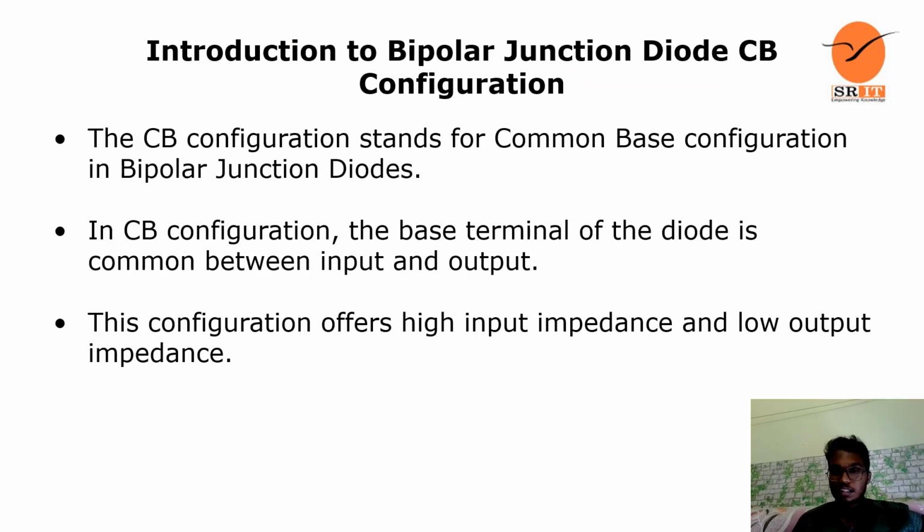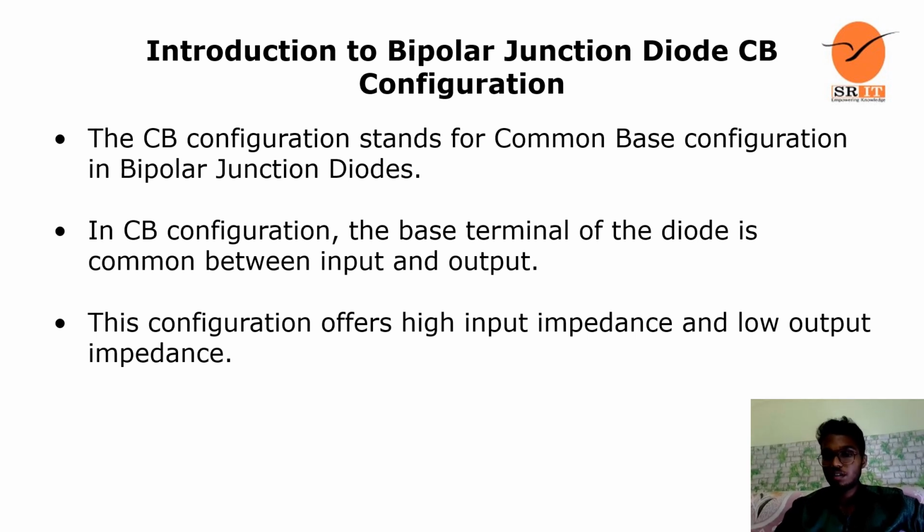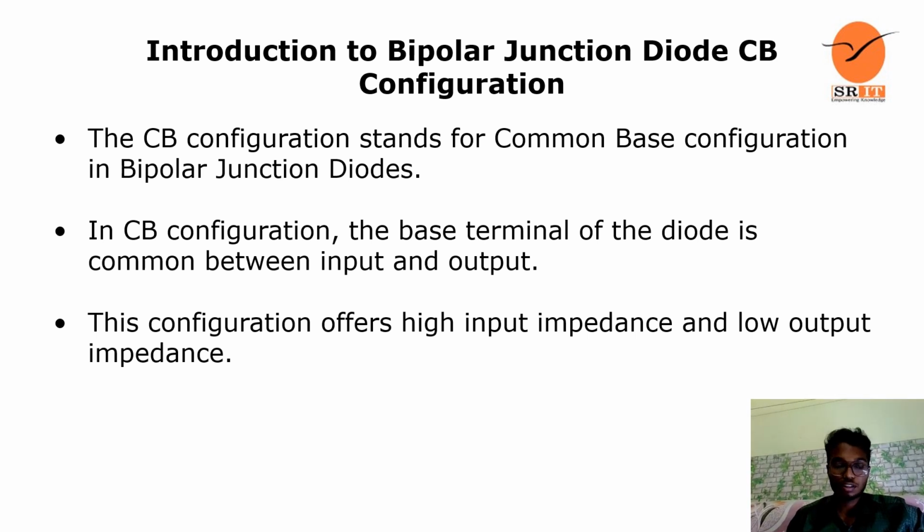Introduction to bipolar junction diode CB configuration. The CB configuration stands for common base configuration in bipolar junction diodes. In CB configuration, the base terminal of the diode is common between input and output, which we will look into in the further slides. This configuration offers high input impedance and low output impedance.